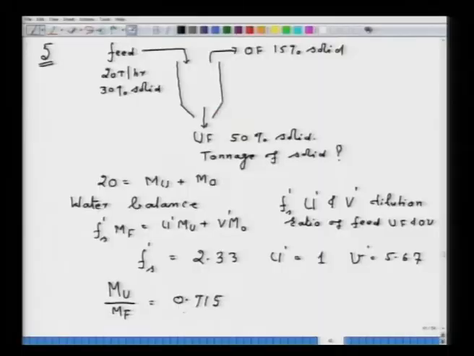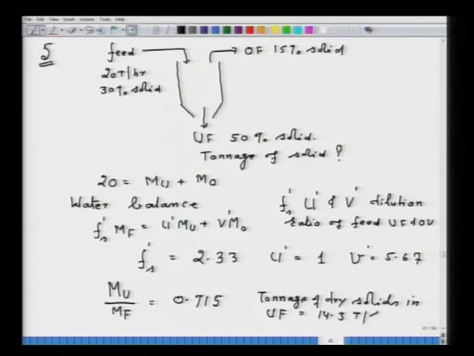So, when you know this value, we know MF. So, the tonnage of dry solids per hour in underflow will be equal to 14.3 tons per hour. So, that is the answer or the solution of this particular problem.